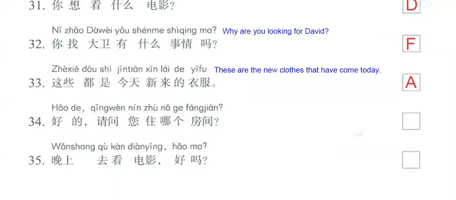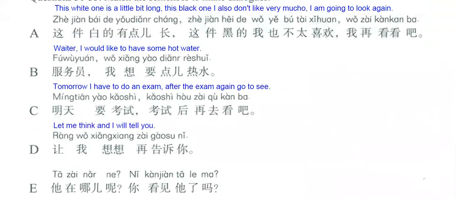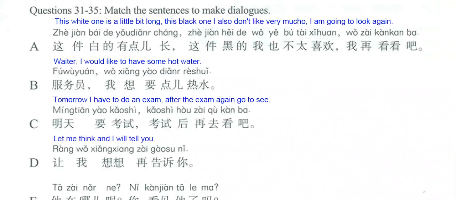Next, 34. 好的，请问您住哪个房间? Here we have some keywords. I'm going to translate, okay? Excuse me, which room are you staying in? I've been saying in a previous video that sometimes when we are referring to a receptionist, we also use the word 服务员. This is not just waiter, okay? So here, in letter B, we have waiter. I translated this way because this is the most common translation, but it can also be a receptionist, okay?